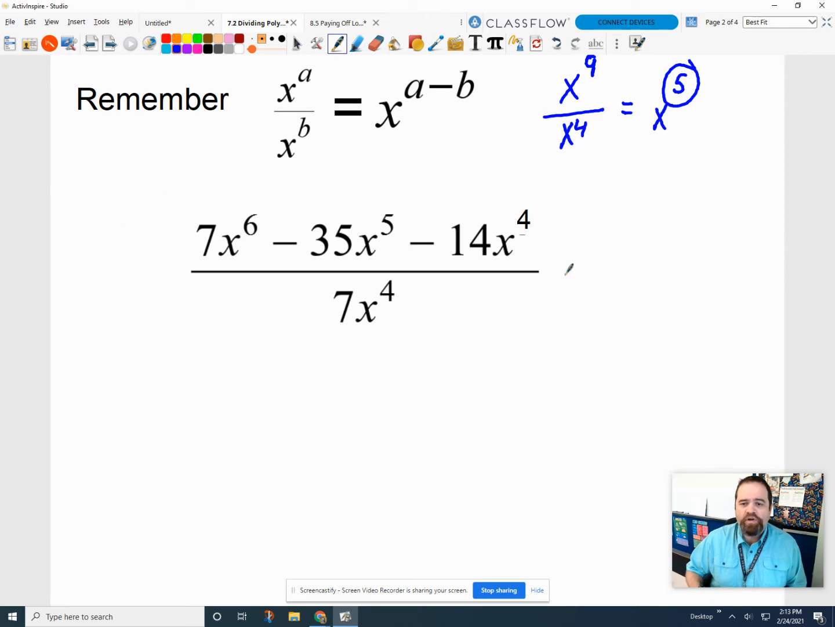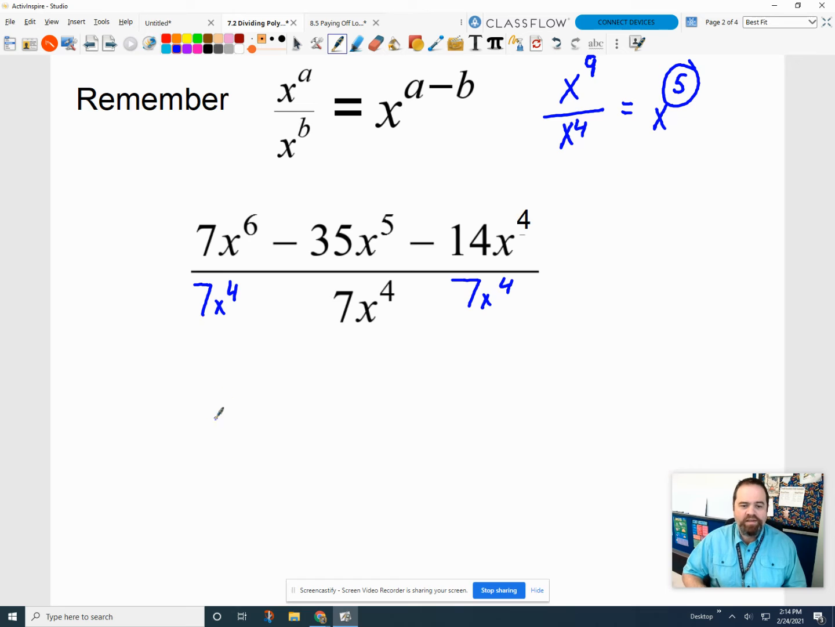So I'm going to take this big trinomial here, and I'm going to divide it by 7x to the 4th. Just for the sake of argument and what's literally happening, I'm going to take each term in the numerator and divide it by 7x to the 4th. To illustrate that, I'm going to write that 7x to the 4th under each term, just to show you what's going on a little better. So each term in the numerator is divided by the same thing from the denominator.